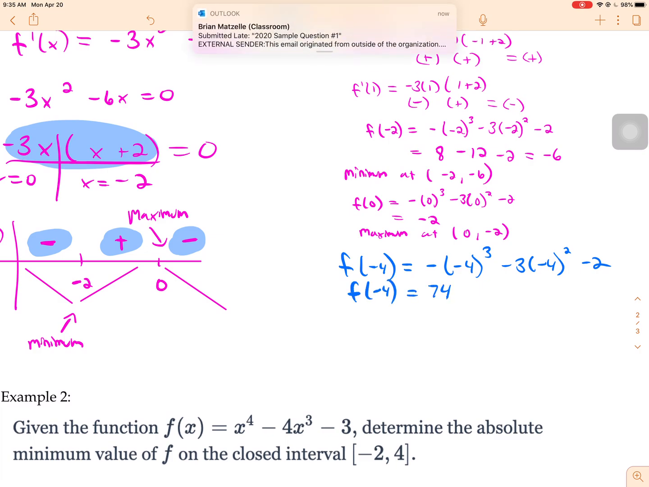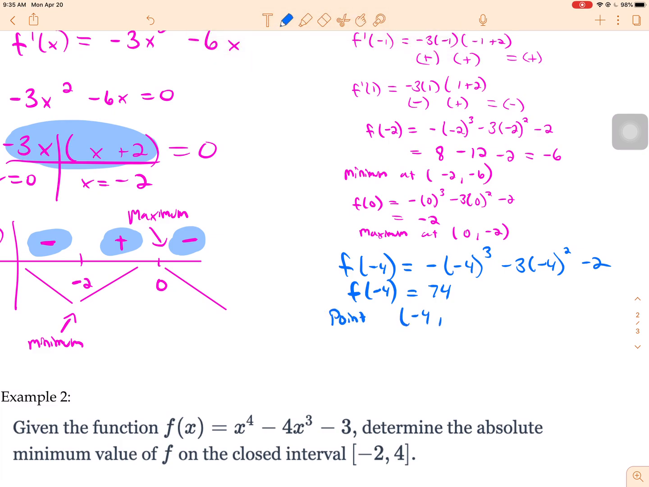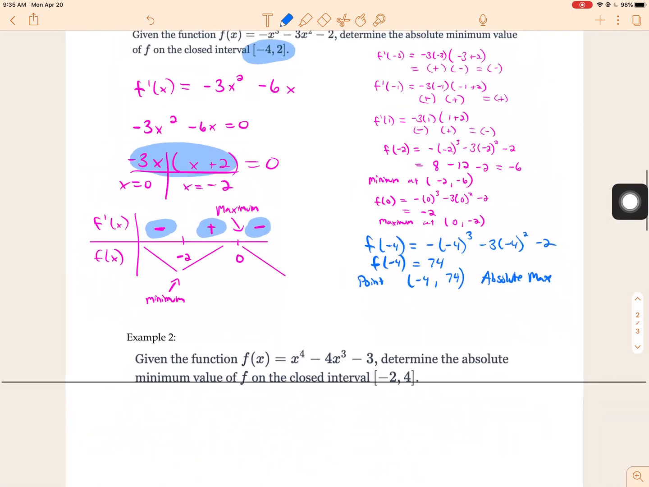So that means that the point negative 4, 74 is part of our graph, right? So is that higher than the maximum we found earlier? Yeah. 0, negative 2, and negative 4, 74. This is much higher. So this is going to be our absolute max.